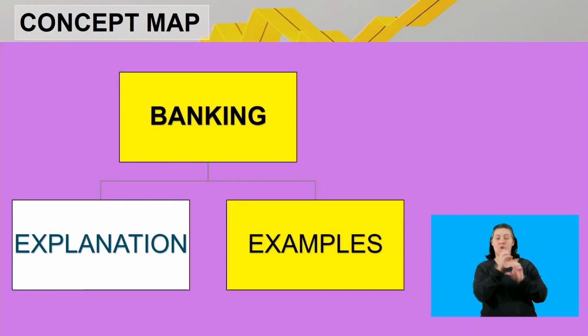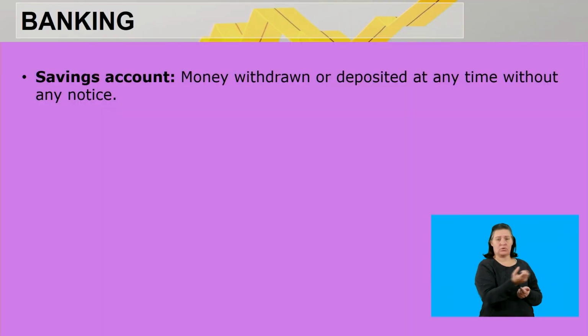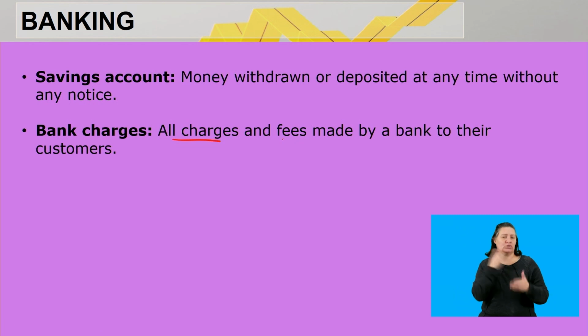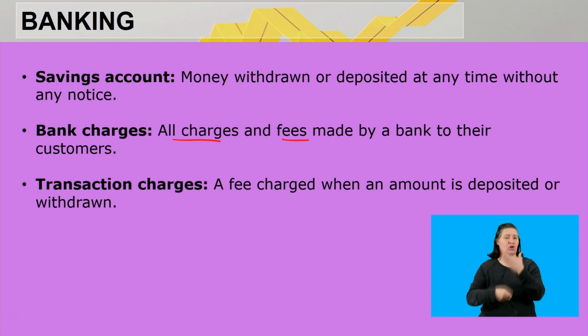As indicated early on, we are focusing on banking, and now we'll be looking at some explanation as well as some examples. Okay, so I indicated here that a savings account is where money is withdrawn or deposited at any time without any notice, right? Bank charges, that's all the charges and the fees made by a bank to their customers. Also, transaction charges, it's a fee charged when an amount is either deposited or withdrawn.